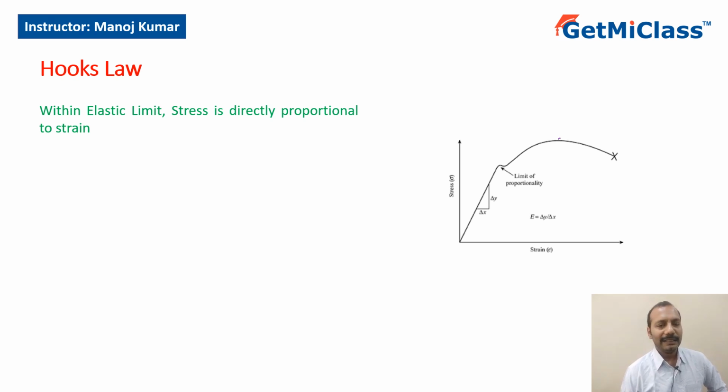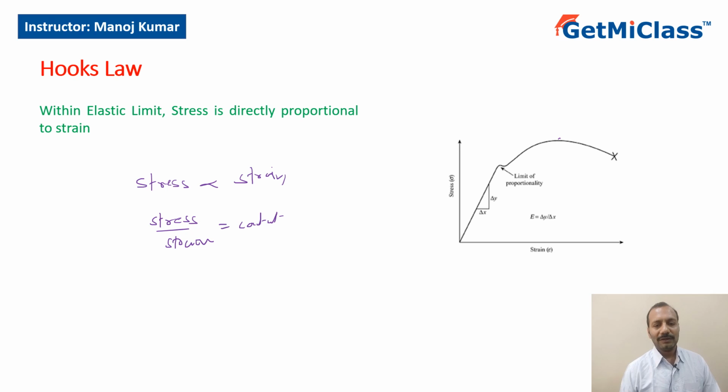Now what is elastic limit? Elastic limit is the region in which stress is directly proportional to strain, or in fact, it is the region till which, if an object is deformed, it will get back its original dimension. So Hooke's law says that within elastic limits, stress is directly proportional to strain. So I can write stress is directly proportional to strain, or this can be written as stress by strain equal to constant. So this is what Hooke's law is.